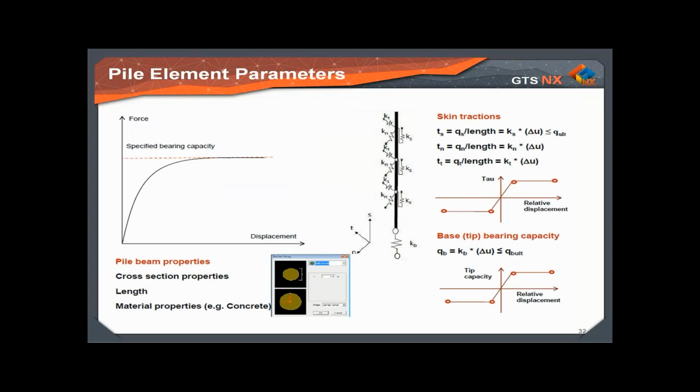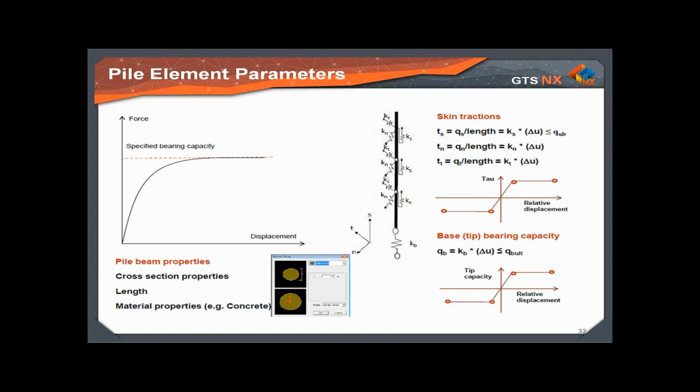So if we look more closely, here we will represent by this solid black line the beam element, and around it is the interface. We have the Kn and Kt, which are lateral stiffness, and we have the Ks along the longitudinal direction. The tractions are related to the stiffness, so the Ts, Tn, and Tt equal the Qs, which is shear force divided by the length.